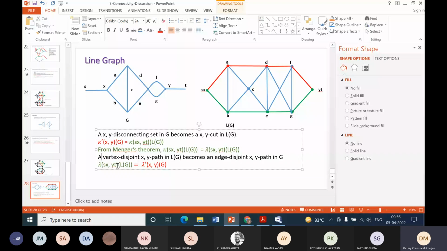So basically it says chi prime, this proves that this equals this.